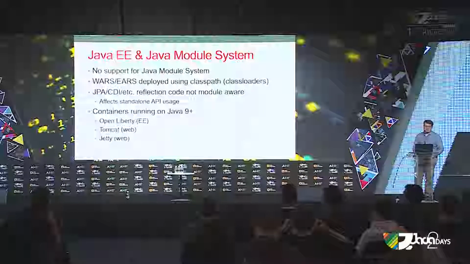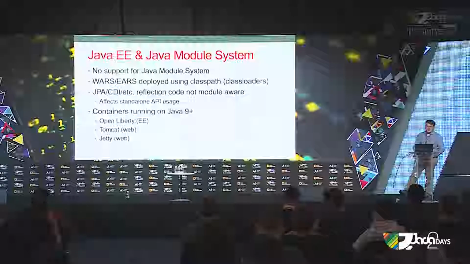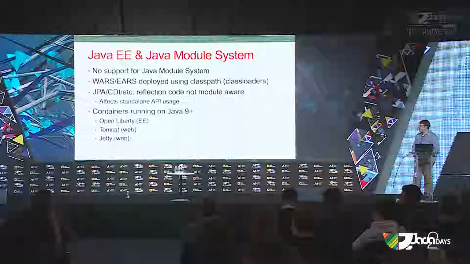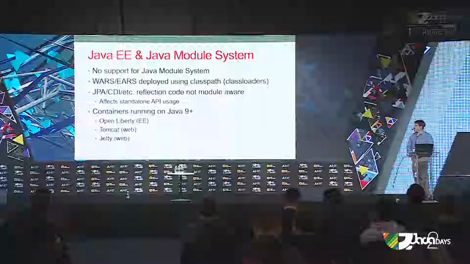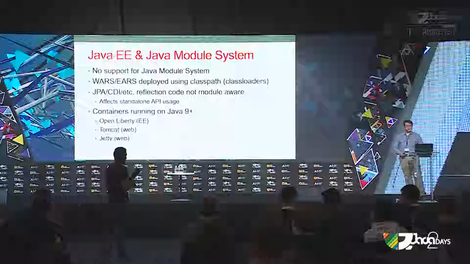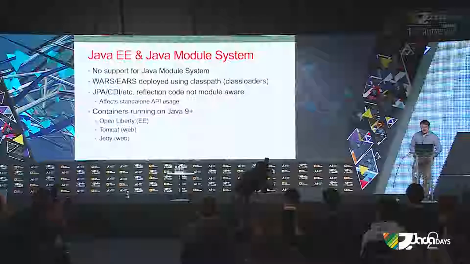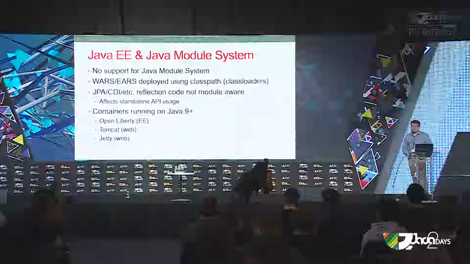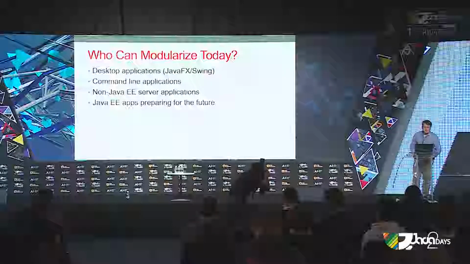JPA, CDI, etc. reflection code is not module aware, which can bring some interesting problems. Containers that are currently running on post-Java 9 include OpenLiberty, Tomcat, just the web container, and also Jetty, the other container. The other containers are coming along, and at any point they will have Java 9 support. I believe they're pretty close with support for the different ones.